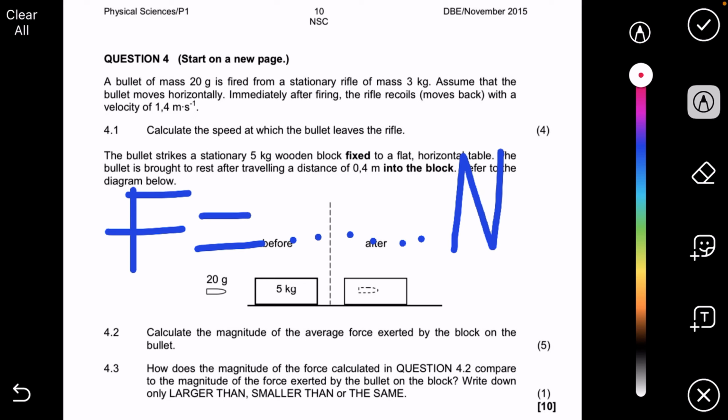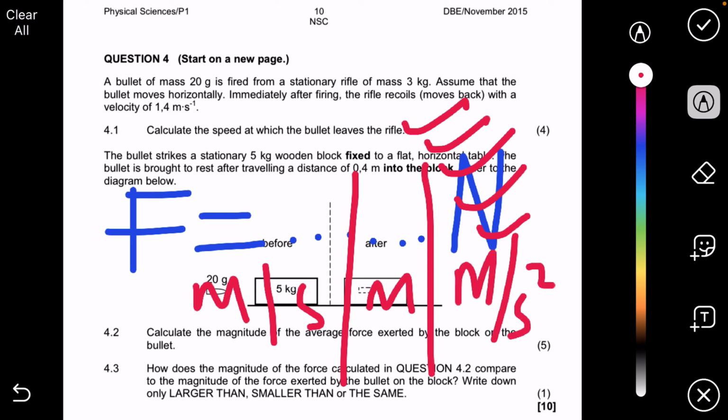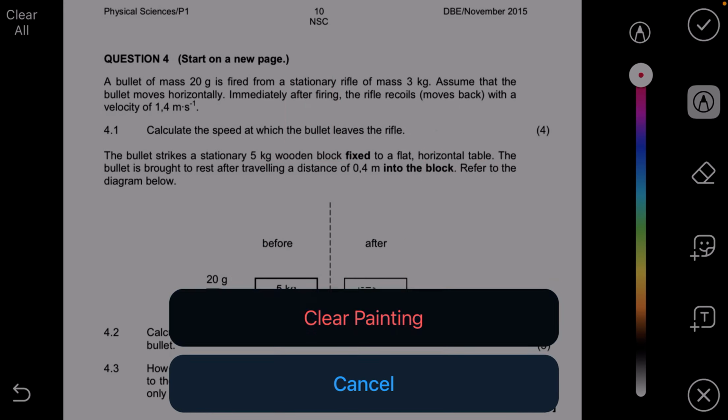Only if you can do that, ladies and gentlemen, in the end, you will score yourself 5 full marks. Do not give us an answer which is in meters per second. Do not give us an answer which is in meters. Do not give us an answer which is in meters per second squared. Do not give us an answer other than an answer in newtons. Massively important, ladies and gentlemen.